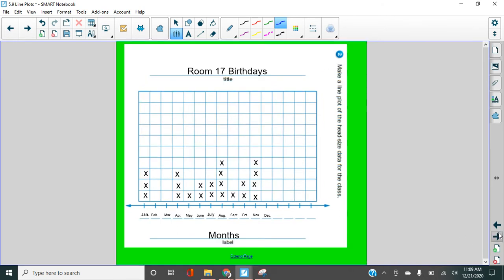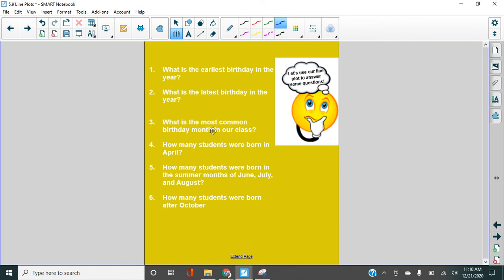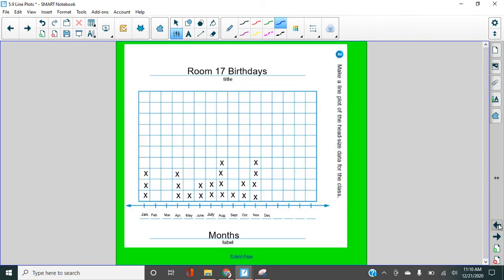So when I was finished here, I have a bunch of birthdays here. Hopefully I got yours. I'm sorry if I didn't. And then we can use this line plot to answer some questions. What is the earliest birthday in the year? So this is the minimum. What's the earliest one? Well, there it is. January, right? January is the earliest.